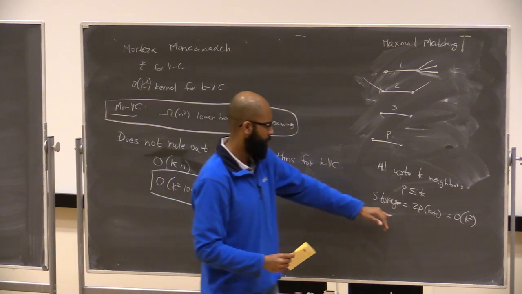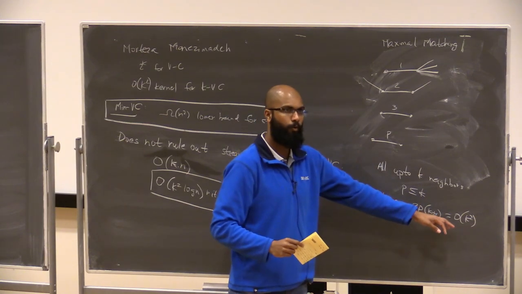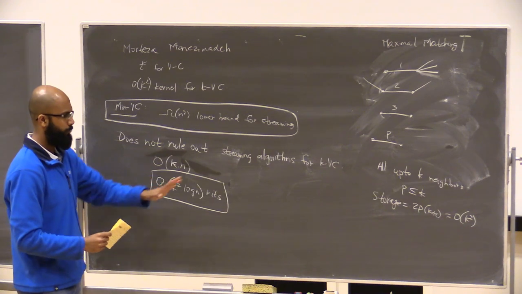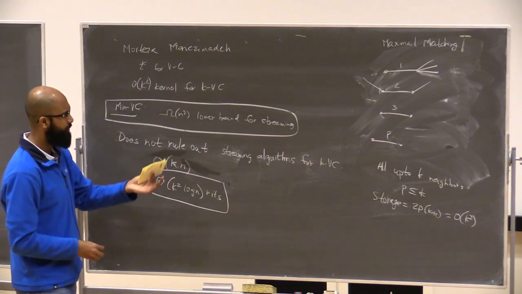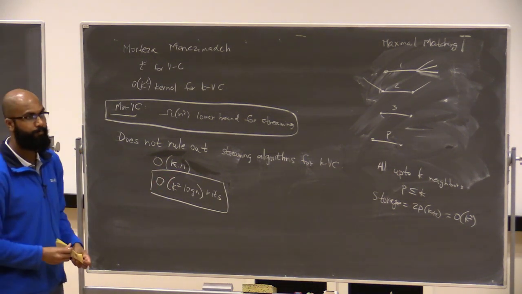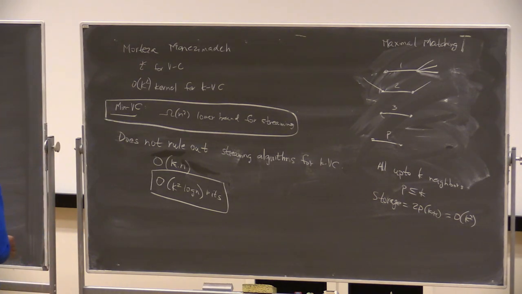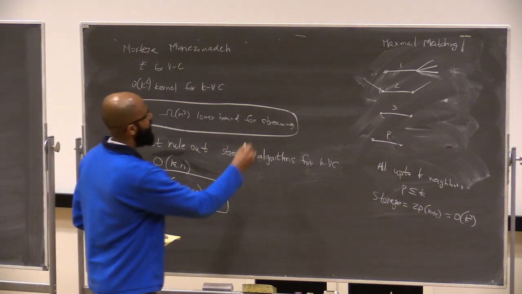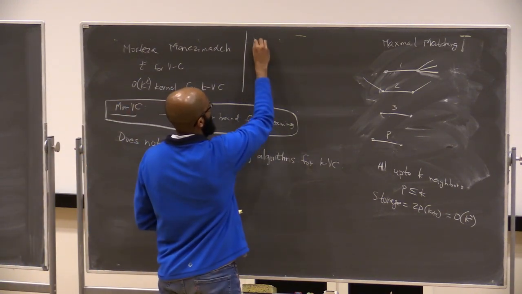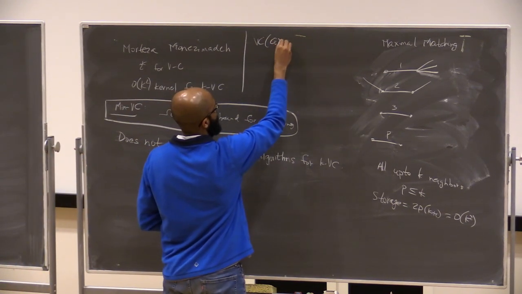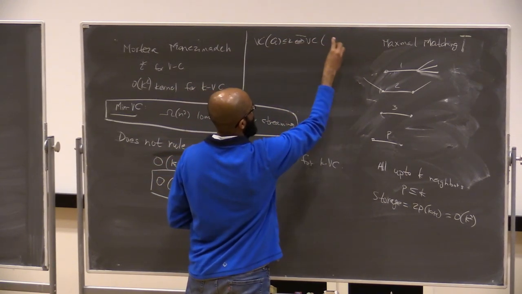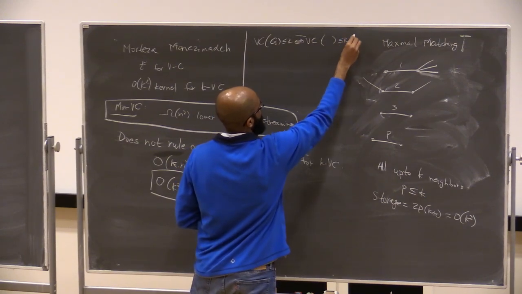This is storage in terms of words, and because of bits, I get an extra log n factor. So I have this storage. Now why is this algorithm correct though? To actually show correctness, we need to argue that the vertex cover of the original graph is at most k if and only if the vertex cover of this graph is at most k.